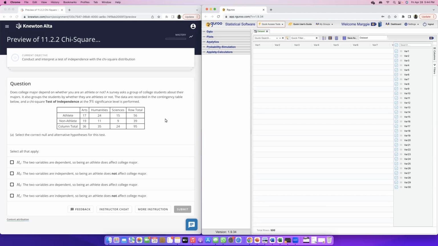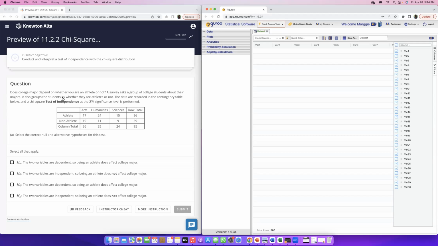All right, let's talk about how we conduct a test of independence with the chi-square distribution. The chi-square distribution is just testing the independence or dependence between two categorical variables. So the data is going to be represented in a table. In this case, for this particular example, we are talking about a 2x2 table with athlete or non-athlete for the rows, and then the different majors as the columns.